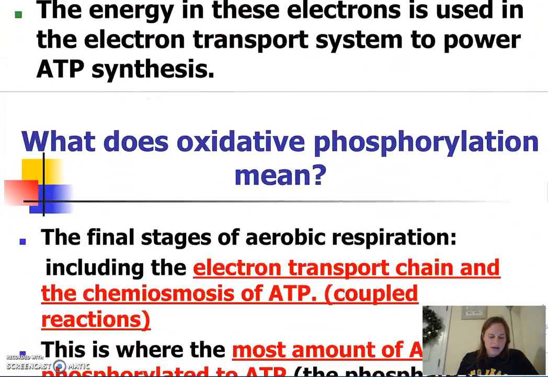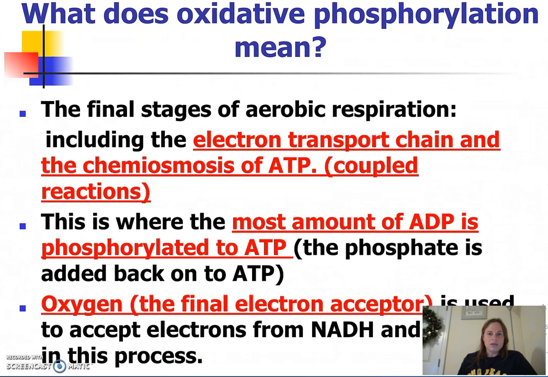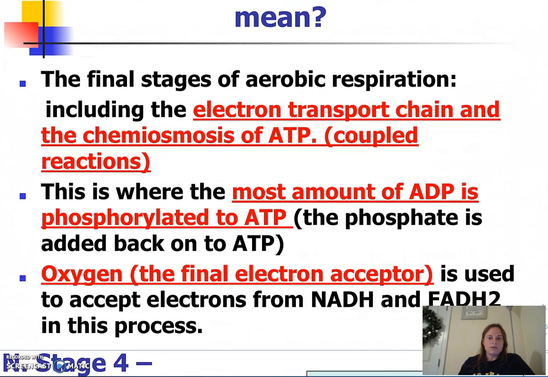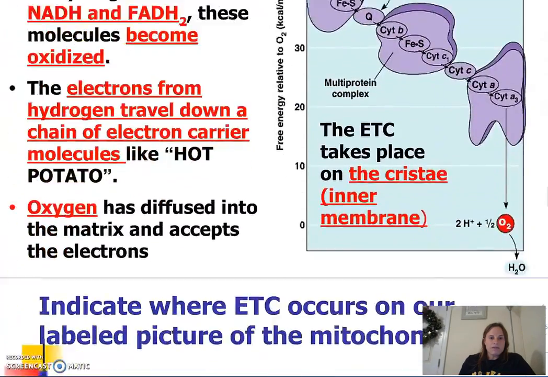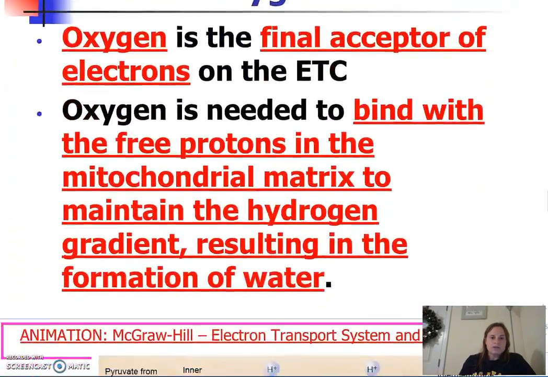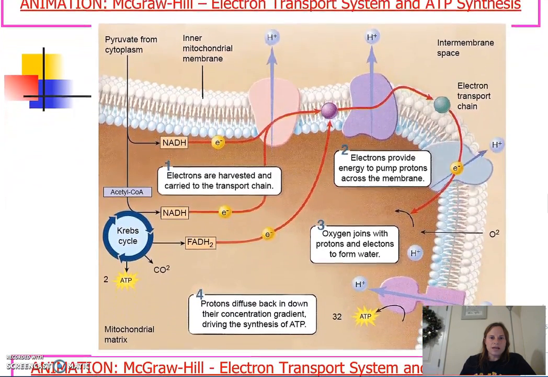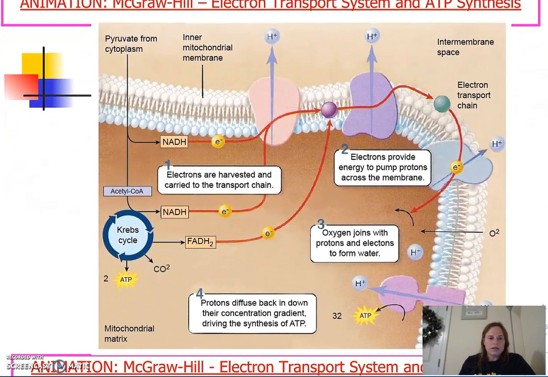So what does oxidative phosphorylation even mean? Well, it is the coupling of the electron transport chain and the chemiosmosis of ATP. It's where the most amount of ADP is phosphorylated to ATP, and oxygen is going to be the final acceptor of our electrons. So now let's annotate a picture of the electron transport chain to try and help us understand what's really going on here.